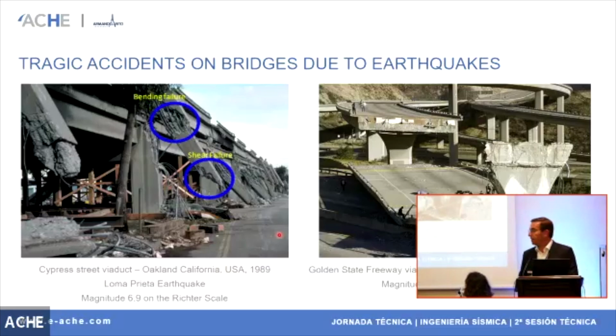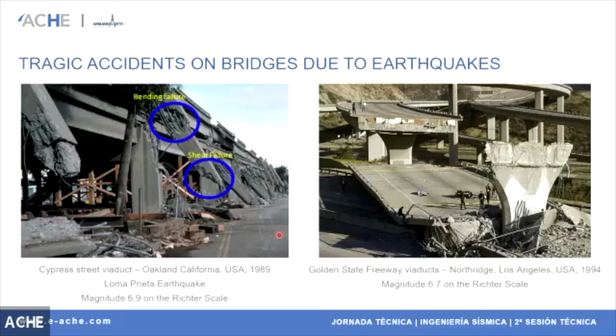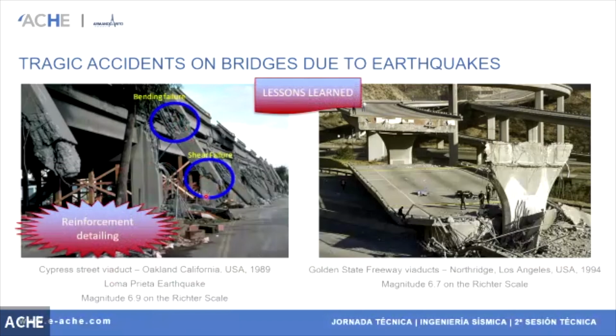Well, to finalize, I bring here four examples of tragic accidents on bridges due to earthquakes and what we can learn from them. This is from the Loma Prieta earthquake in California in '89. Well, this is clear, the shear failure, the bending failure, and it's clear that we have here a problem with reinforcement detailing, of course. Too few stirrups, too little confinement of the vertical bars. Well, this is just a simple and quick evaluation of this.